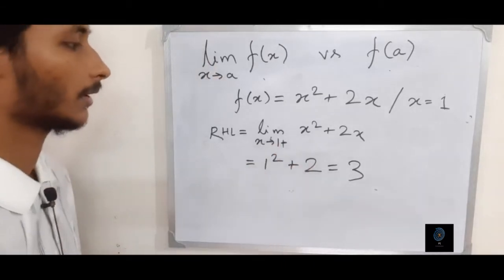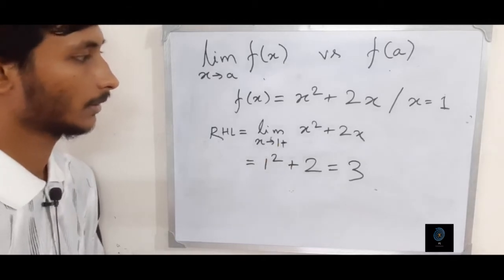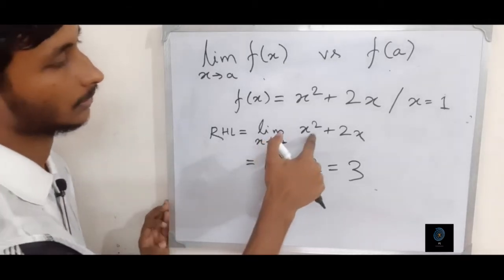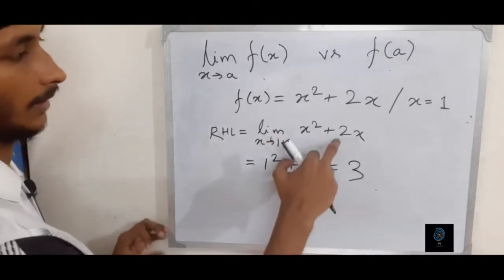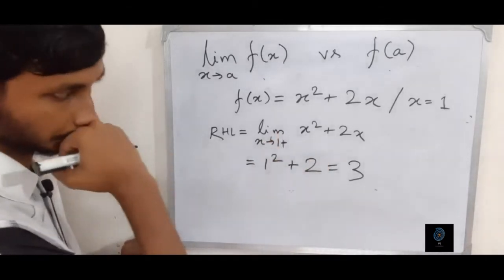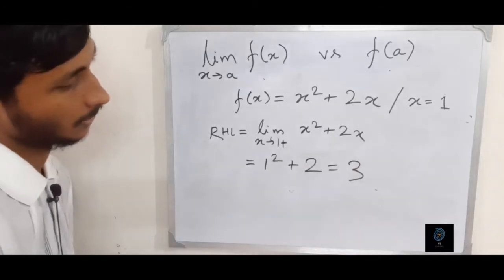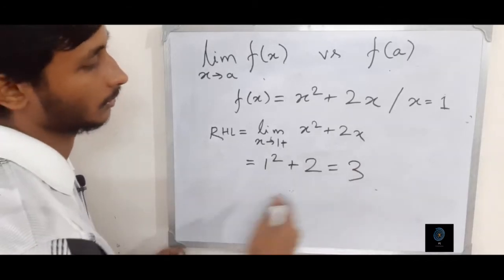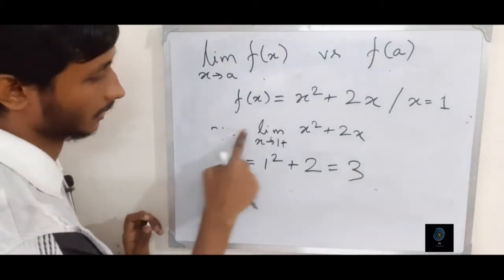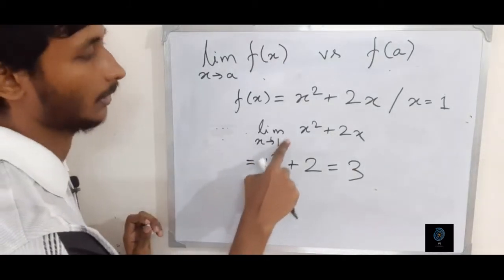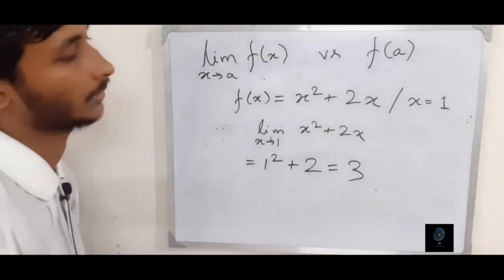here x is moving towards 1 from the right, and for that also x square will move towards 1 square or 1, and as x approaches 1, 2x approaches 2, so this is also equal to 3. So in this case both the right hand limit and left hand limit exist, and this limiting value is equal to 3.